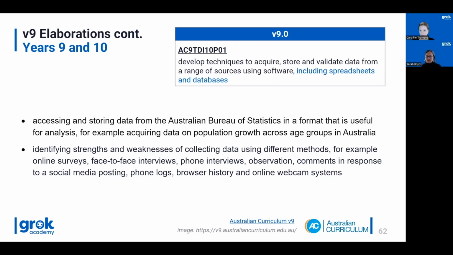So these two more elaborations, again, we're mentioning data from the Australian Bureau of Statistics. And this is because we want students to access data from legitimate, real sources that are reliable, like government websites or the Bureau of Statistics. Bureau of Meteorology is another good one. So we're encouraging students to use data from sources that are legitimate.